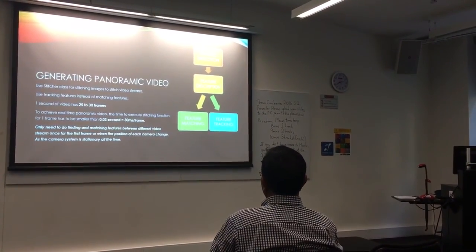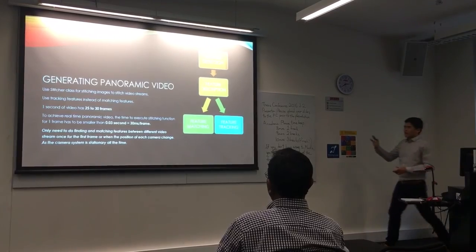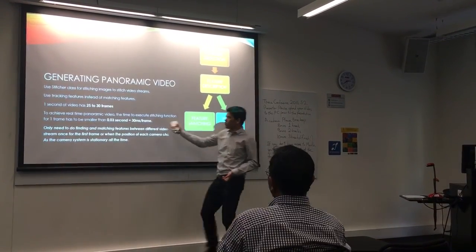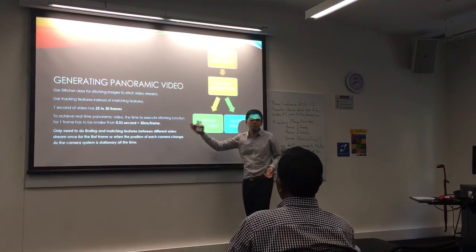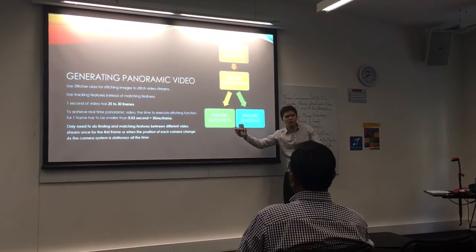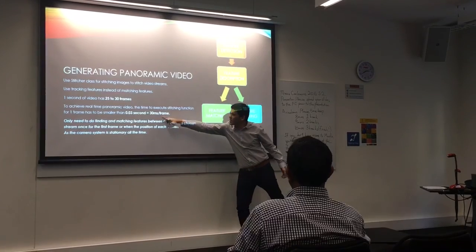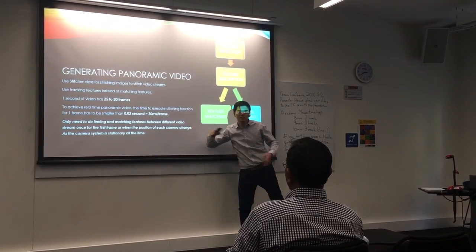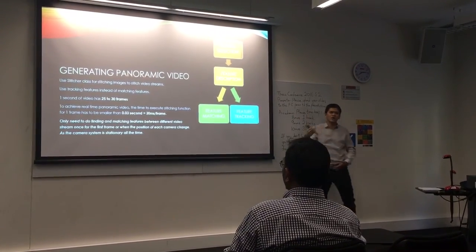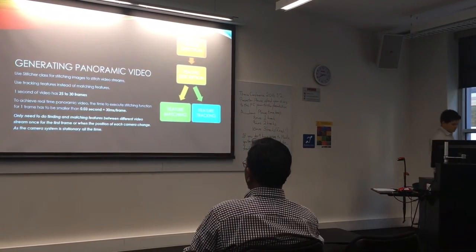So generating panorama video, how? Like I said before, if we can run the stitching image function as fast as possible, we can get it to about 30 milliseconds per function. So we put it in a while loop and then we run it as fast as possible.